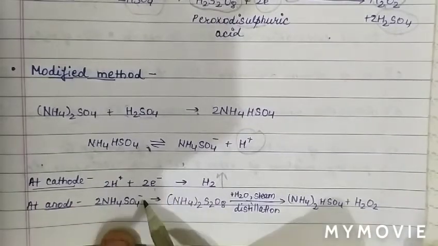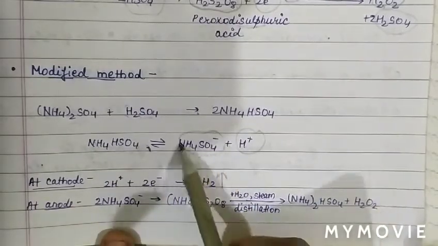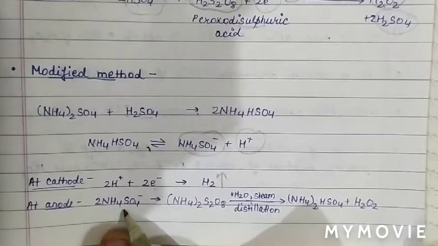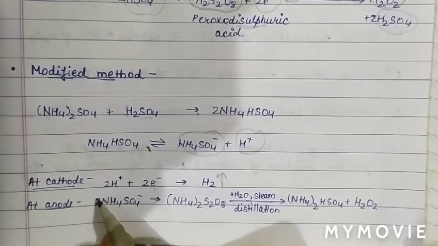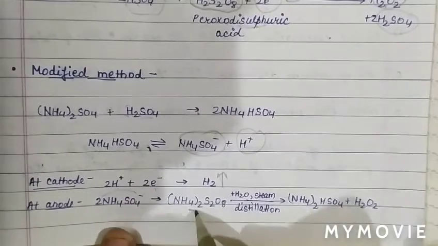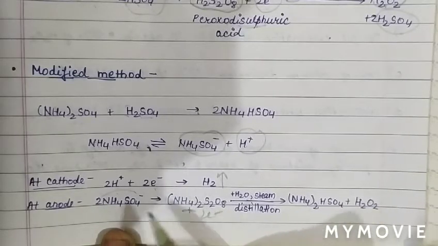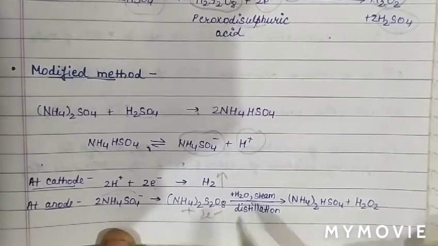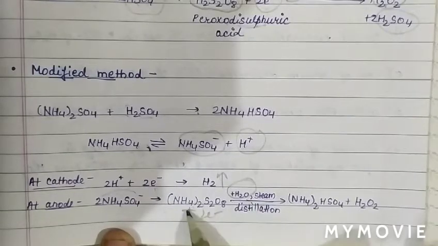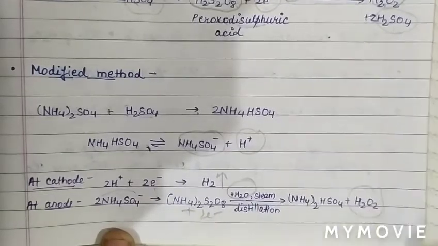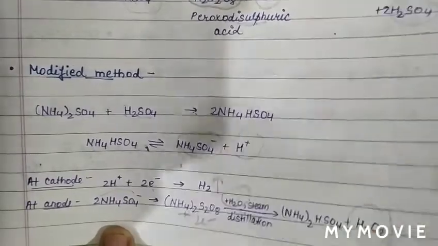Now again we have NH4SO4- ion. Now again by the loss of electrons, the charge is -2, so 2 electrons, 2 nitrogen, 8 hydrogen, 2 sulfur and 8 oxygen. Again the hydrolysis. On hydrolysis it gives H2O2 as a product. So this is the modified method to get H2O2.